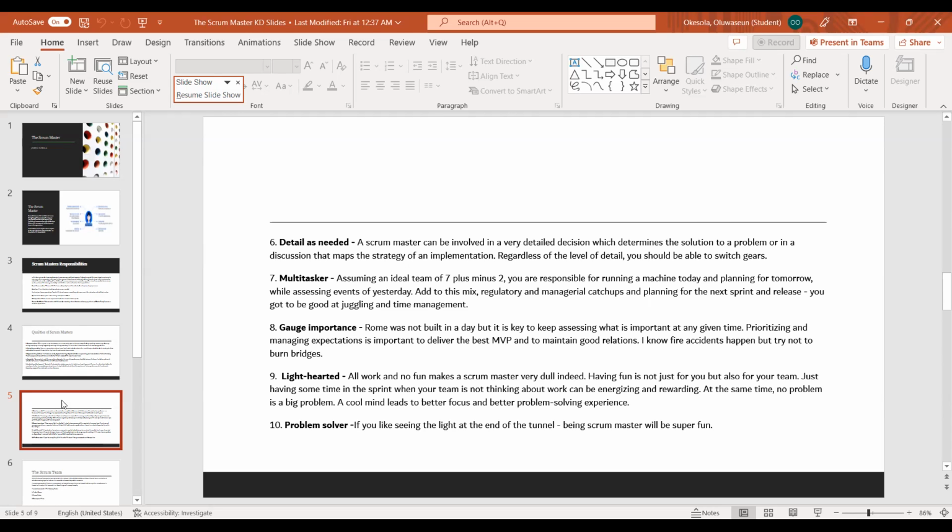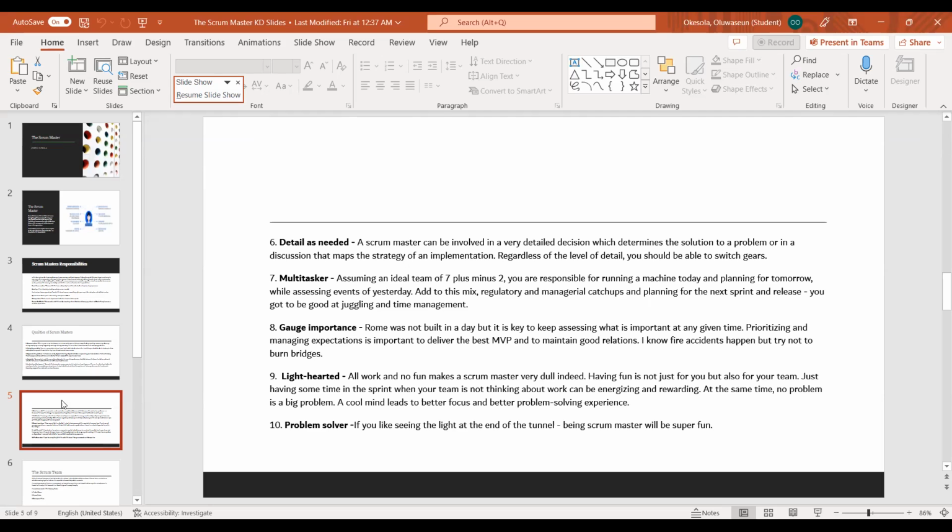You are responsible for running a machine today and planning tomorrow. So these are different things that the Scrum Master does while assessing events of yesterday. Add to this mix regulatory and managerial catch-ups and planning for the next sprint and release. You've got to be good at juggling and time management. So an essential skill of a Scrum Master is to be able to juggle different responsibilities together and be an effective time manager, right?